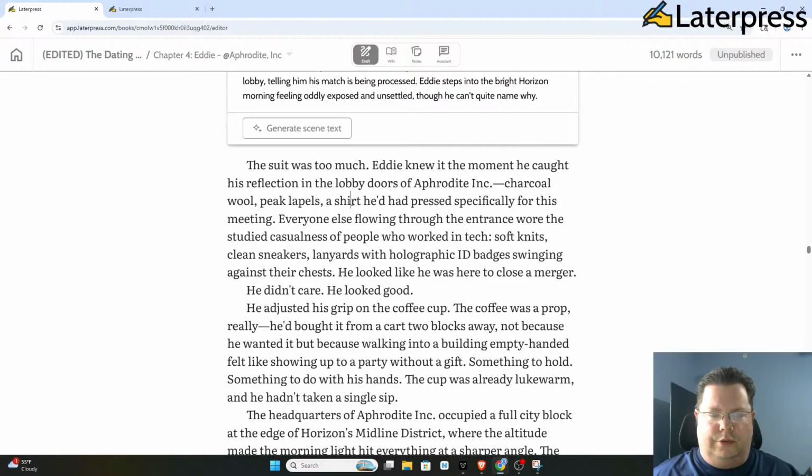1, 2, 3. Charcoal wool, 1. Peak lapels, 2. A shirt he'd pressed specifically for this meeting, 3. Again, pattern recognition. Keep an eye out for where it does that.